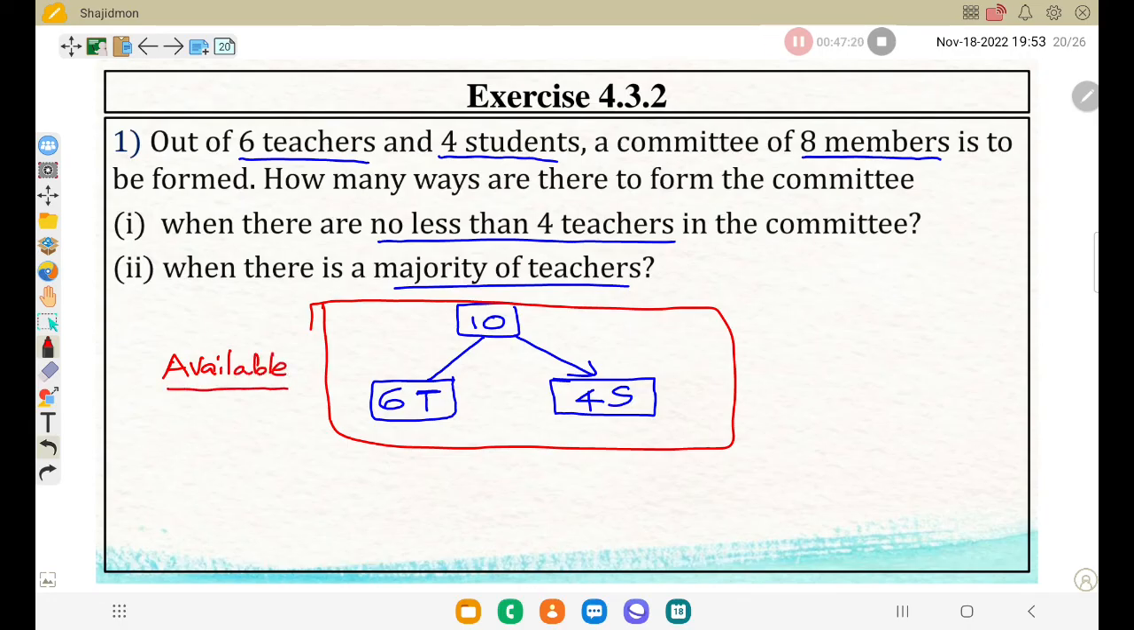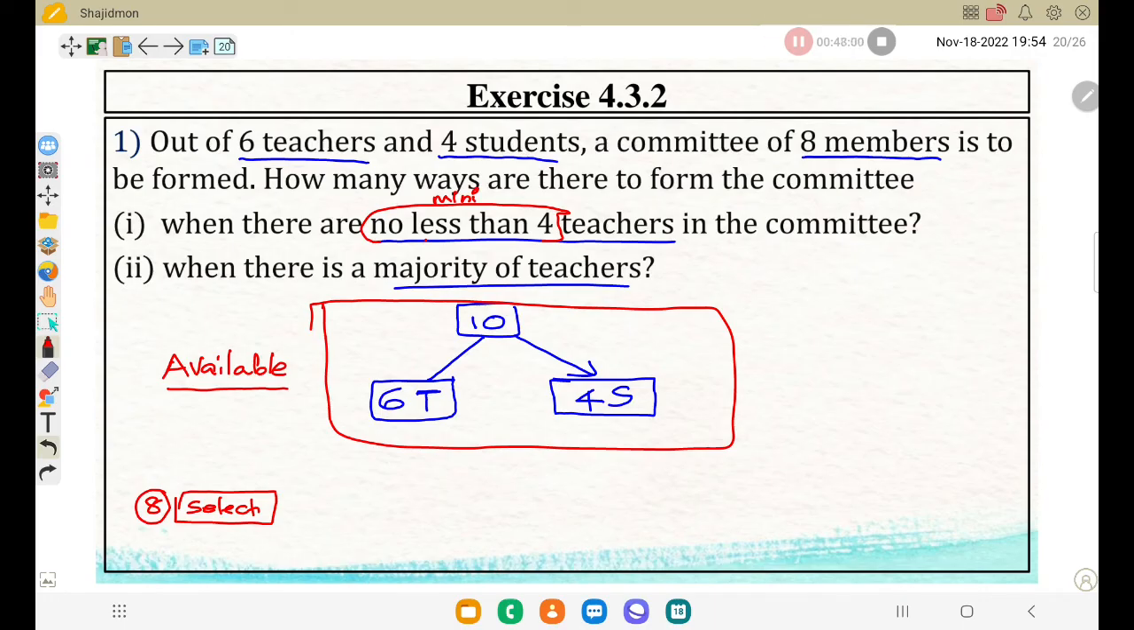Now what do we need to do? We need to form an 8 member committee. The committee should have 8 members. So we select 8 people in the committee. And how many ways can we select the committee when there are no less than 4 teachers in the committee? That is the first idea. No less than 4 teachers means minimum 4 teachers should be there in the committee.